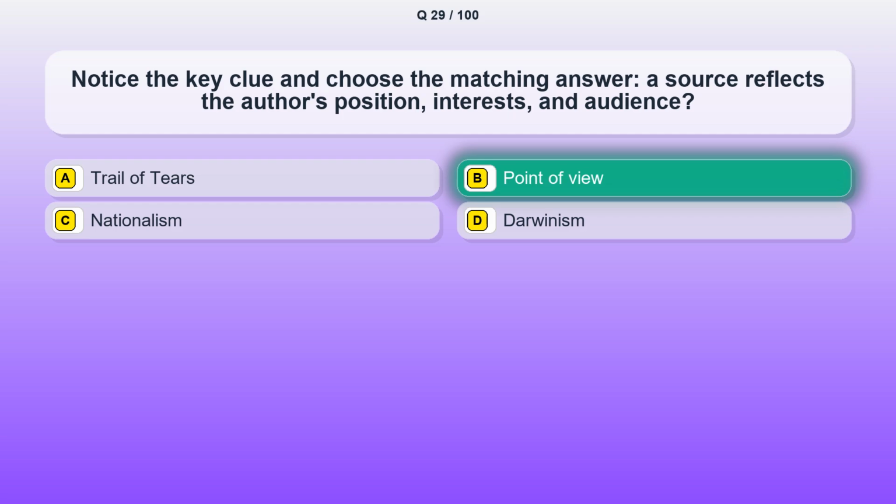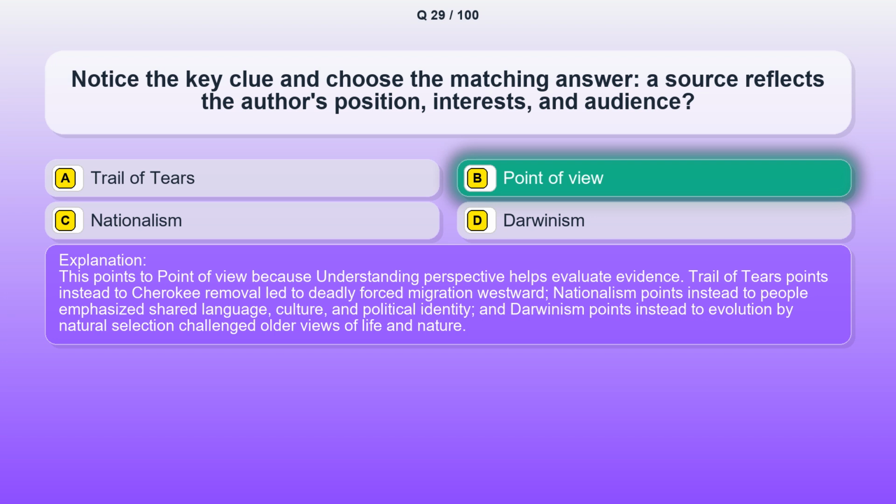The correct answer is option B, Point of View. This points to point of view because understanding perspective helps evaluate evidence. Trail of Tears points instead to Cherokee removal led to deadly forced migration westward. Nationalism points instead to people emphasized shared language, culture, and political identity, and Darwinism points instead to evolution by natural selection challenged older views of life and nature.